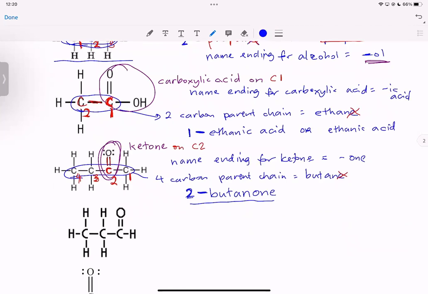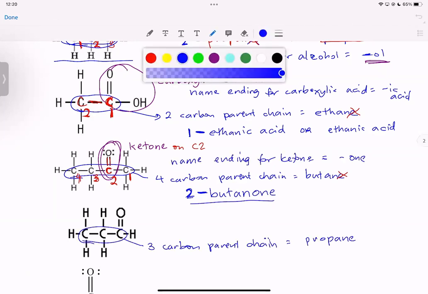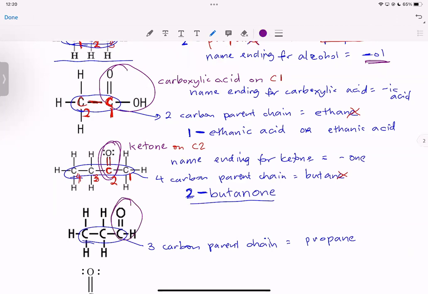Okay, next one is a 3-carbon parent chain. So this is a 3-carbon parent chain. And that 3-carbon parent chain would have the name with the 3-carbon prefix, prop. They're all single bonds, so it would be propane. But there's a functional group here. So what is this functional group with a carbon double bond oxygen, single bond hydrogen? That's called an aldehyde.